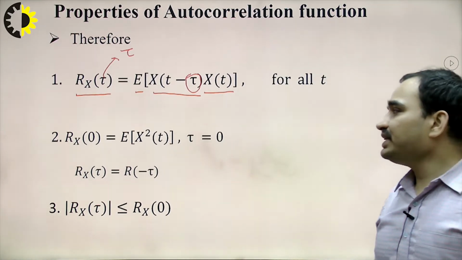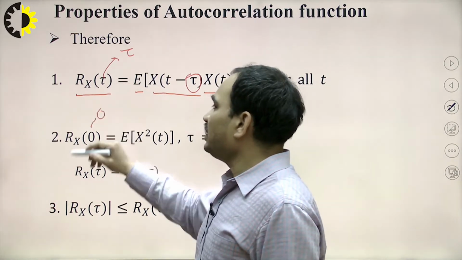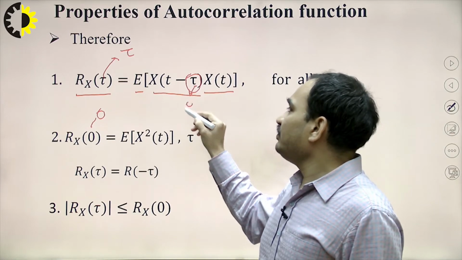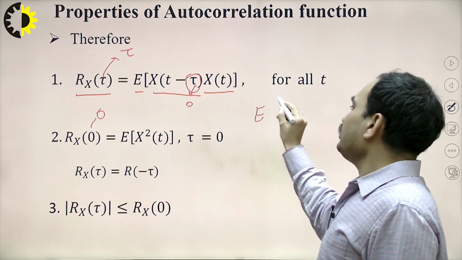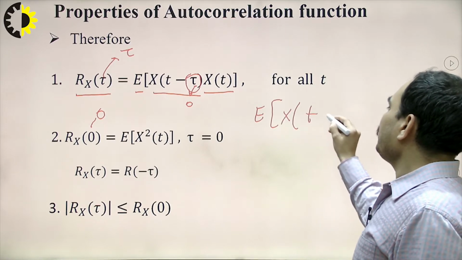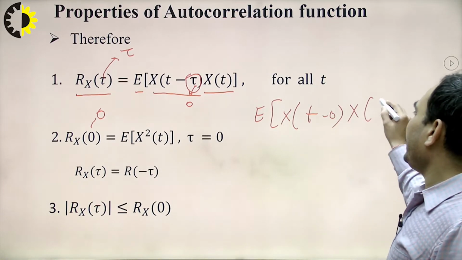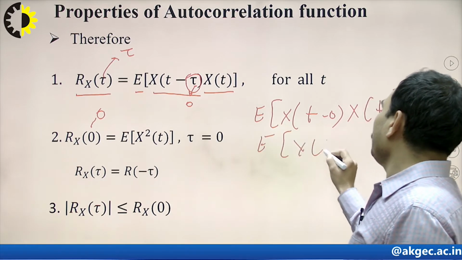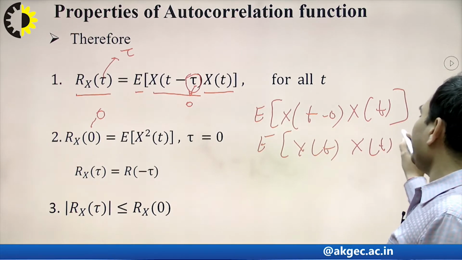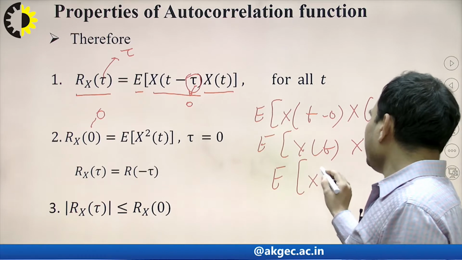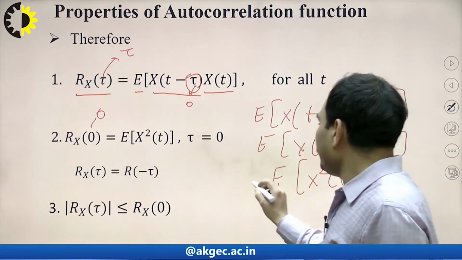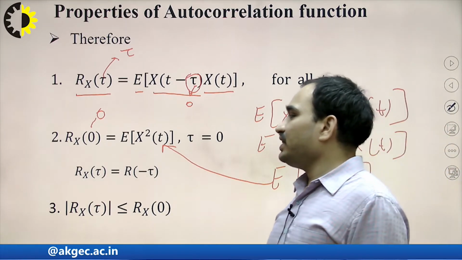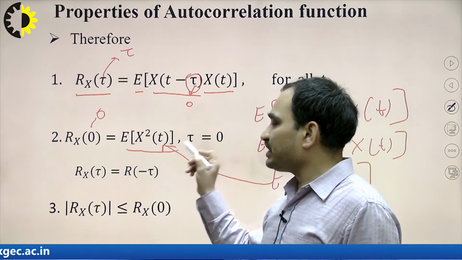Now the second property is, if the delay is 0, what do we get when we put 0 here? We get the expectation of x(t minus 0) and x(t). So x(t minus 0) is simply x(t), and we get x(t) multiplied by x(t), which we can write as the expectation of x square t. So if we put the delay equal to 0, the autocorrelation function Rx(0) will be the expectation of x square t.